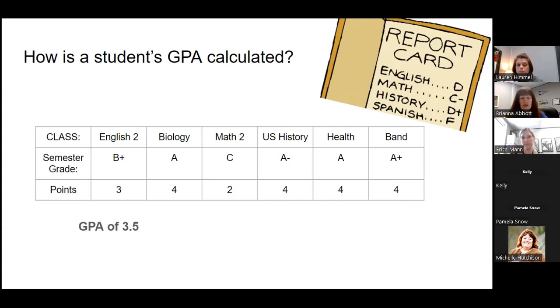And so when you're looking at a situation like this, you would add together the total number of points, divide by the number of credits, and that would give a GPA. So in this case, it would be a 3.5.